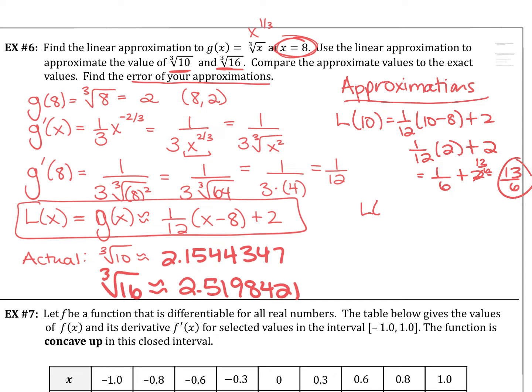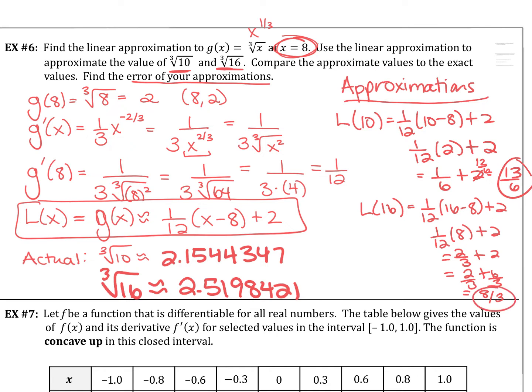L of 16, the linearization at 16, is 1/12 times 16 minus 8 plus 2. 1/12 times 8 plus 2. 8/12 is going to be 2/3 plus 2. Or we could say 2/3 plus 2 is 2/3 plus 6/3, which is 8/3.